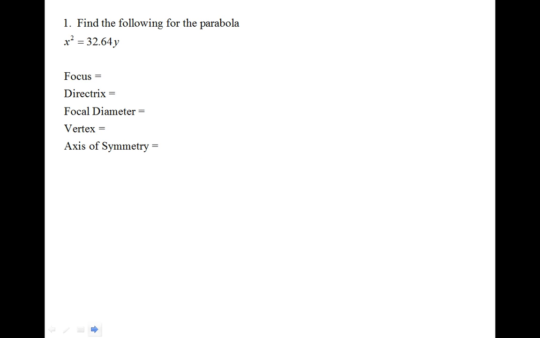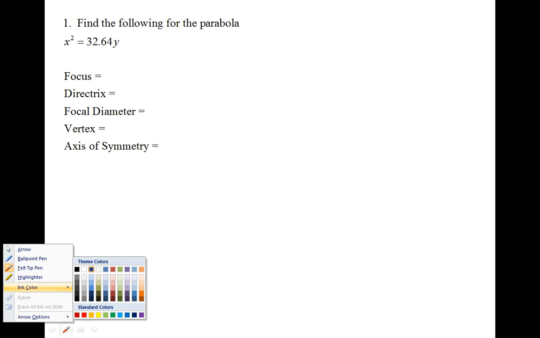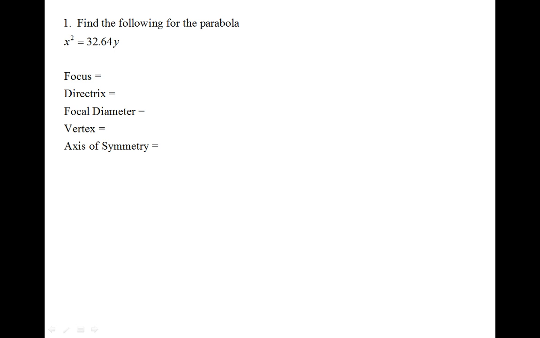Okay, so let's find the following for the parabola. And I'll go ahead and try to sketch a little graph of this at the same time so that we can have a picture of what it looks like. Maybe I'll do my little sketch down here. And hopefully it's not so horrible that I have to start over. Okay, so we see that x squared equals 32.64y. Since 32.64 is positive, you know that this is going to be a parabola that's opening up.